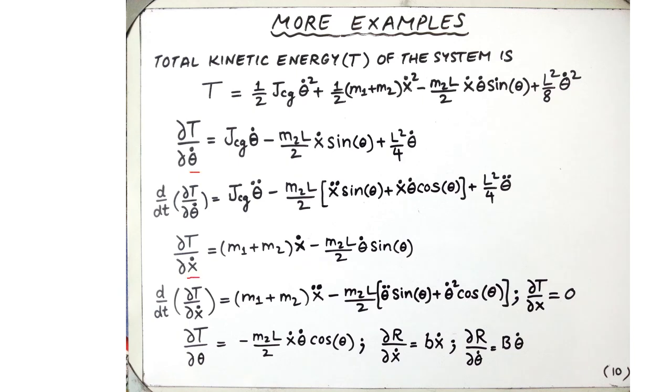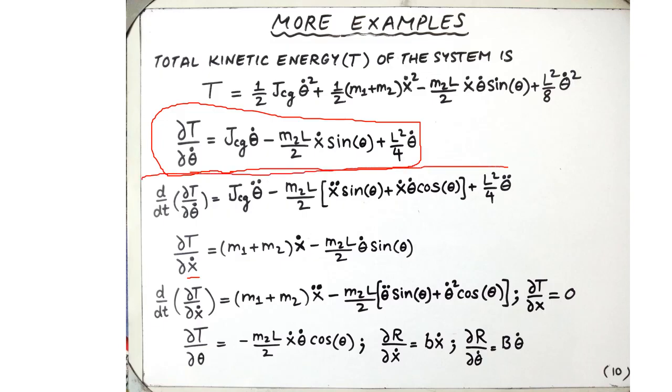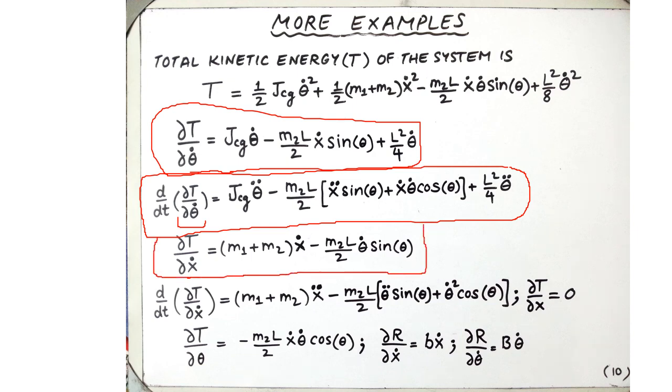So we compute the partial derivative of kinetic energy with respect to theta dot, the angular velocity, and obtain this expression. And taking the time derivative of this expression gives us d over dt applied to partial T with respect to partial theta dot, this expression. We also calculate the partial derivative of kinetic energy with respect to x dot, that is the linear velocity associated with mass m1, and taking the time derivative afterwards yields this expression.